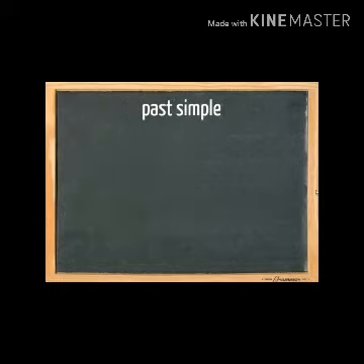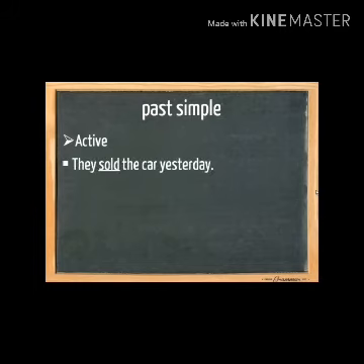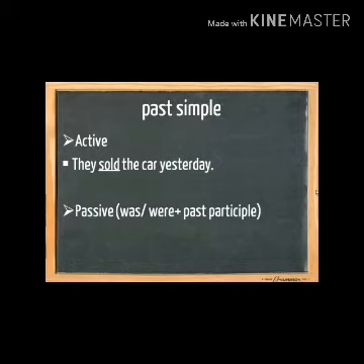The past tenses. First, the past simple. Active: They sold the car yesterday. Remember, just as in the present simple, we need to use a form of to be. So, was or were, and the past participle. The car was sold yesterday.